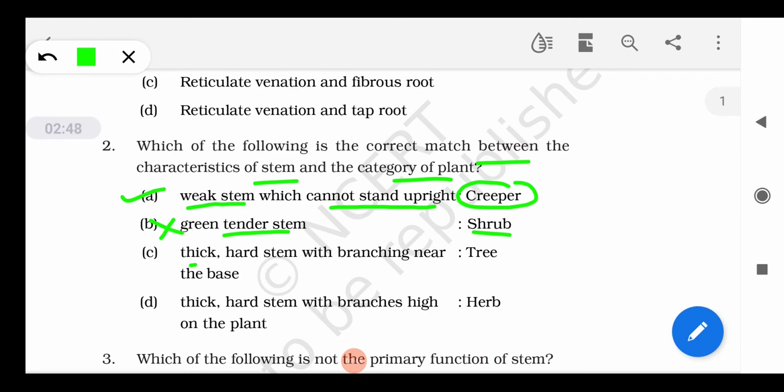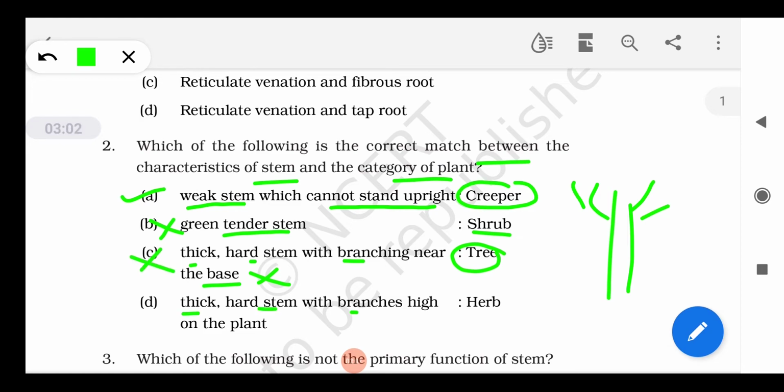Now, thick hard stem with branching near the base. In trees, branching is not near the base. It starts from above the stem. So that is why this option is wrong. Thick hard stem with branches high on the plant. Branches in the herbs are not high on the plant. In herbs, the branching starts from the base.